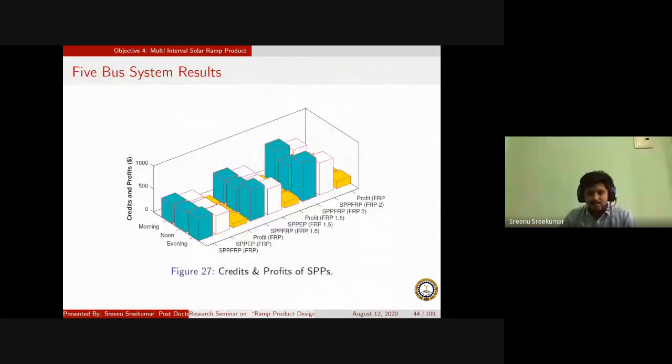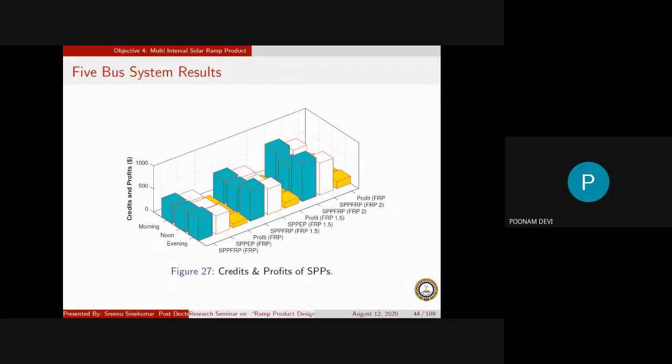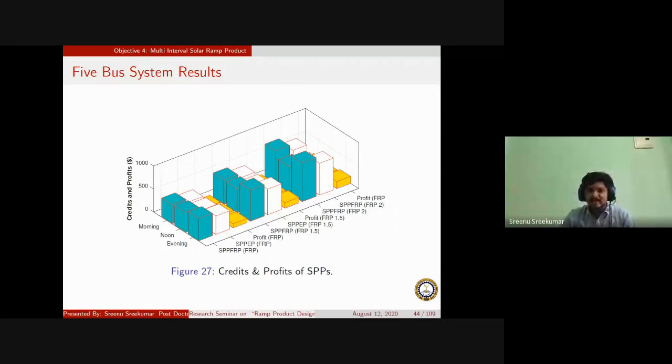And figure 27 shows the credits and profits of SPPs. Actually, here the credit due to energy market participation is evaluated. Here two variables are considered: SPP FRP and SPP EP. SPP FRP is the credit obtained due to FRP market participation, and SPP EP is the credit that could be obtained due to energy market participation, and the profit or additional revenue is estimated as the difference between these two variables. We can observe that significant cost saving is there, because FRP price is higher than energy price, so SPPs are obtaining a significant additional revenue or profit due to FRP market participation.